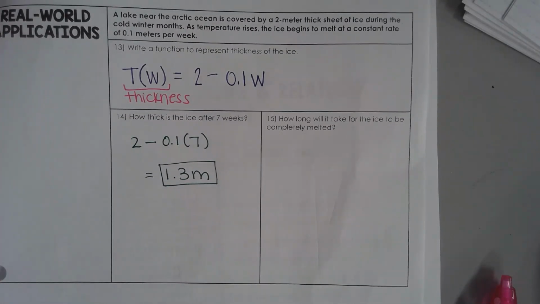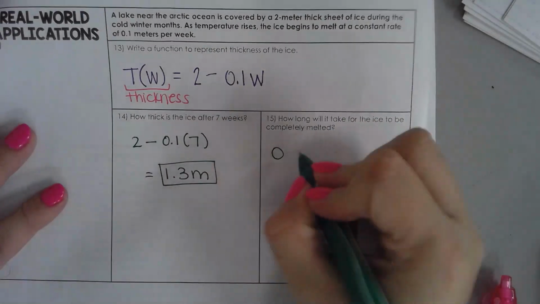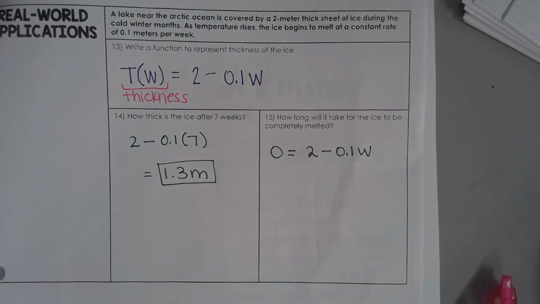Number 15 says, how long will it take for the ice to be completely melted? I gave you no numbers right here. But you can come up with what number. You have to plug in a number somewhere. Plug in 0 where? For the thickness. Yeah, if it was completely melted, the thickness would be 0. So we're going to put a 0 in the front. We're going to solve that for W.